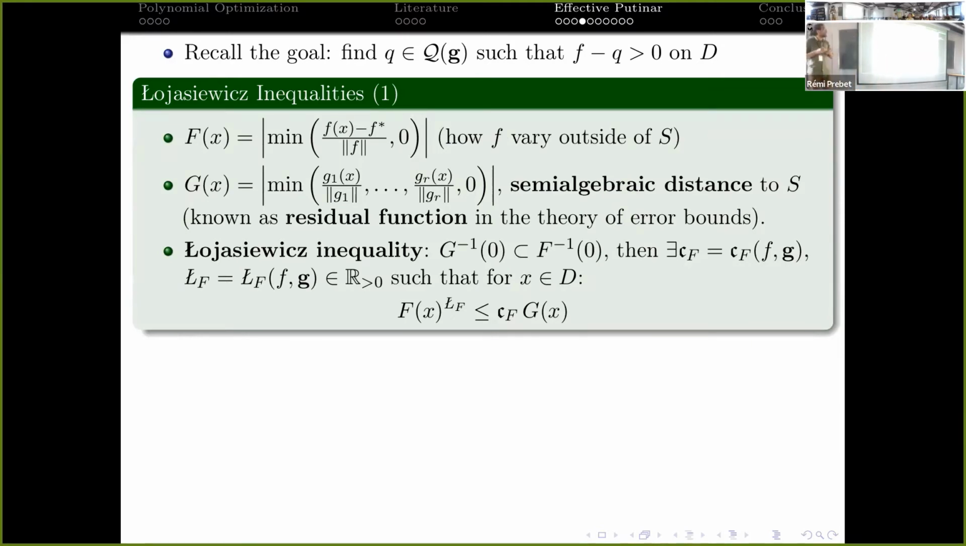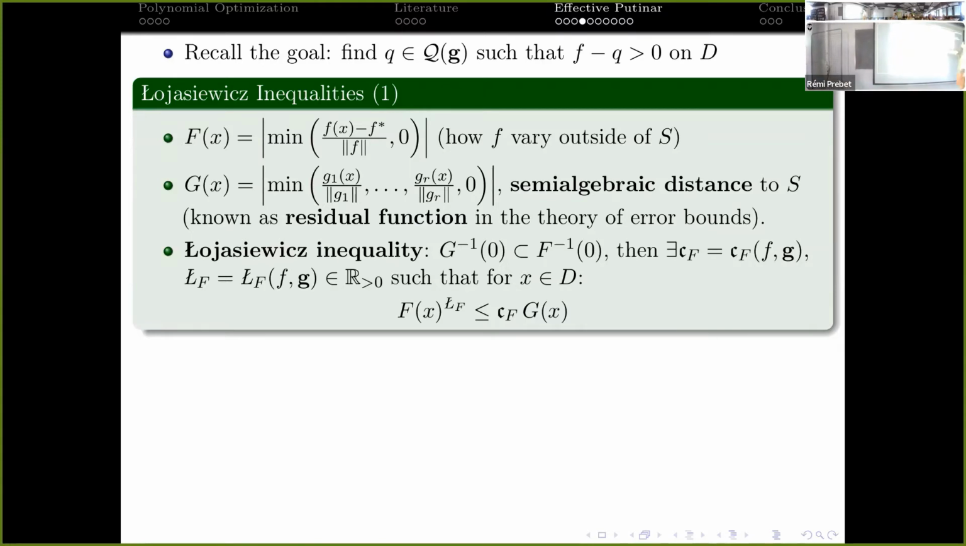And this describes how f varies outside of S, in some sense. And then we define G of X, which is what we call the symmetric distance. So this is the absolute value of the minimum between g1 of x, ..., gr of x, and 0. Then everything is normalized for simplicity. This function we call symmetric distance. It's also known as the residual function in the theory of error bounds in polynomial optimization. And it is telling you how the inequalities vary outside of S in some sense, geometrically.